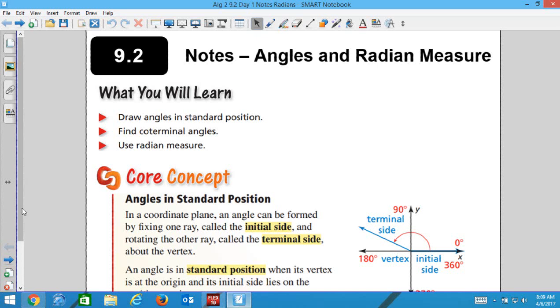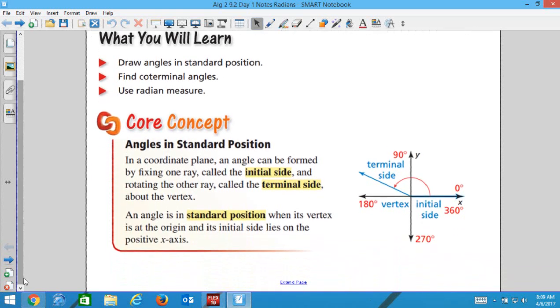Today we're going to start talking about angles that are on the coordinate plane. And we do that by having the vertex of the angle at the origin. So we're going to start at the origin.